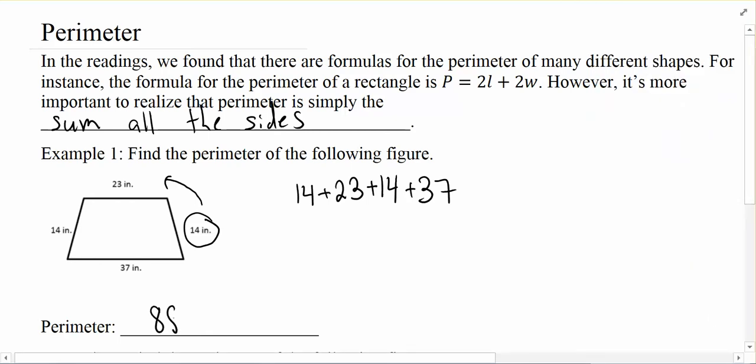Now, as far as our units are concerned, this is going to be a linear unit. By linear, I mean only to the first power. It's just inches. It's not square inches or cubic inches or anything like that. We're measuring inches. Make sure all the units match up. And since they do, this is 88 inches.